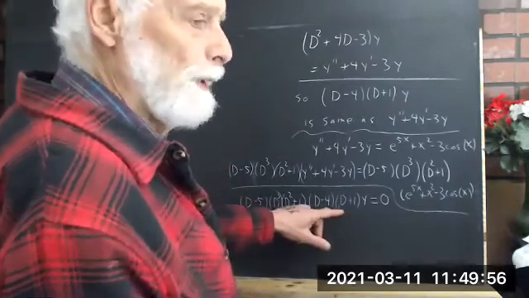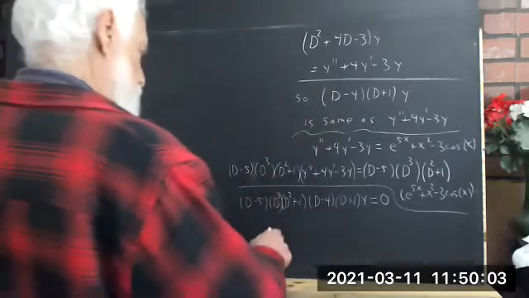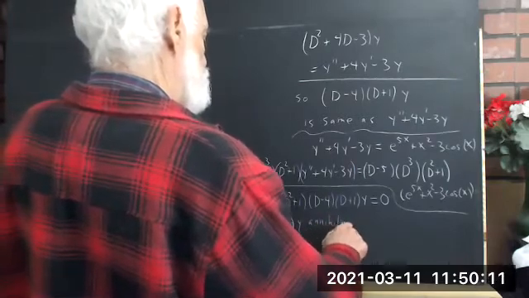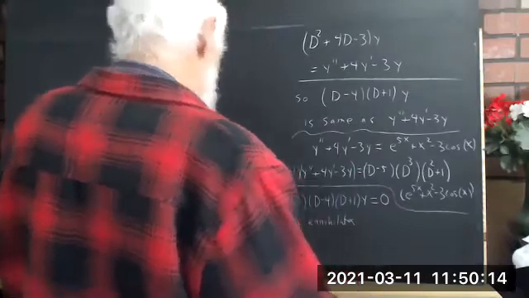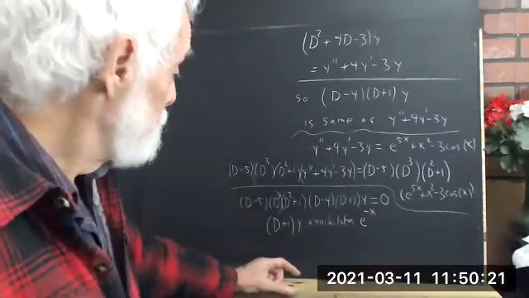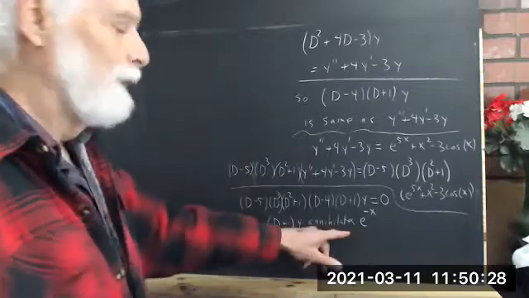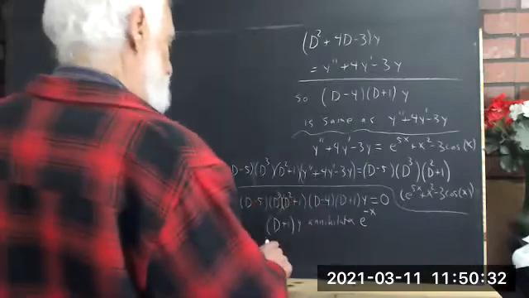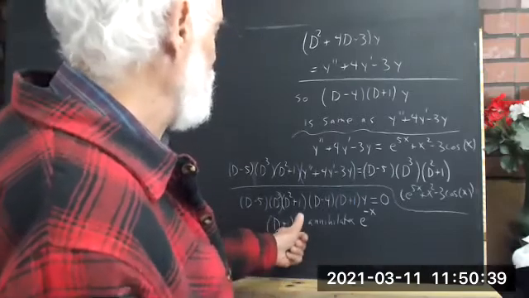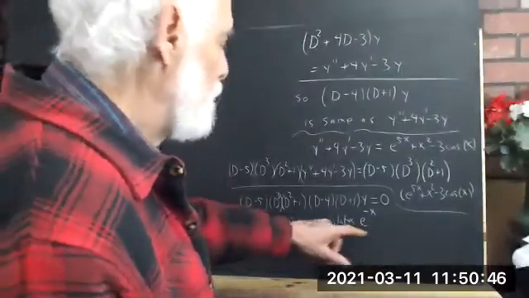if y is annihilated by D plus 1, just trying to find out how to write this, D plus 1 annihilates what? e to the negative x. Now if you get used to what annihilates what and how it works out, work out some of these, do the derivatives, it's fairly obvious. D minus 4, and I say D plus 1 annihilates e to the negative x, so the solution is going to include a multiple of e to the negative x.